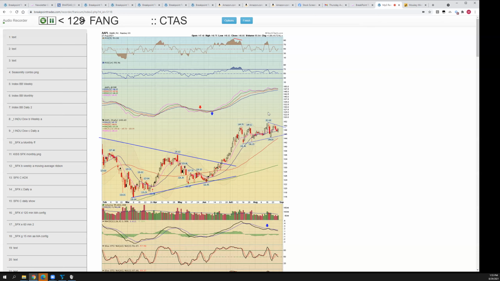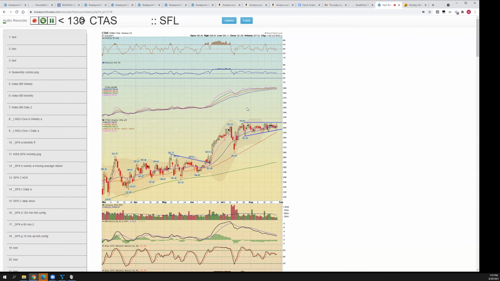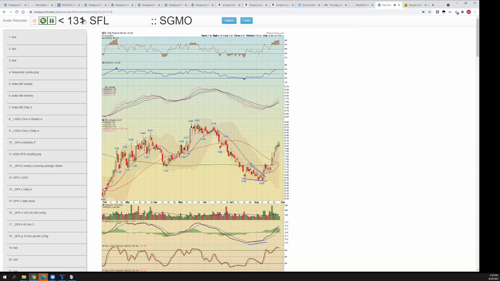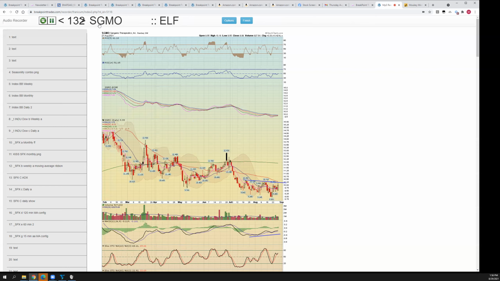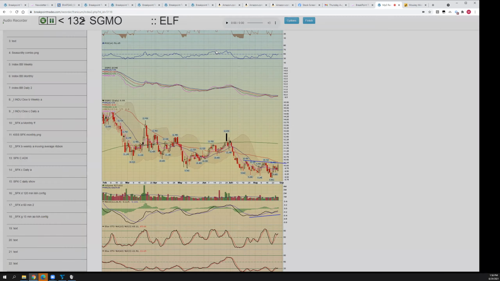Chart 129, Apple, sort of in a coil pattern here. So if the market wants to have another run, maybe they'll break the coil. Next, Chart 130, CTAS in this ascending triangle pattern. Resistance is right here. Your initial stop would be at the lower of this trend line. Next. Chart 131, looks like I got this duplicated, so let's move on. Chart 132, SGMO. Your long trigger would be right here. Next.